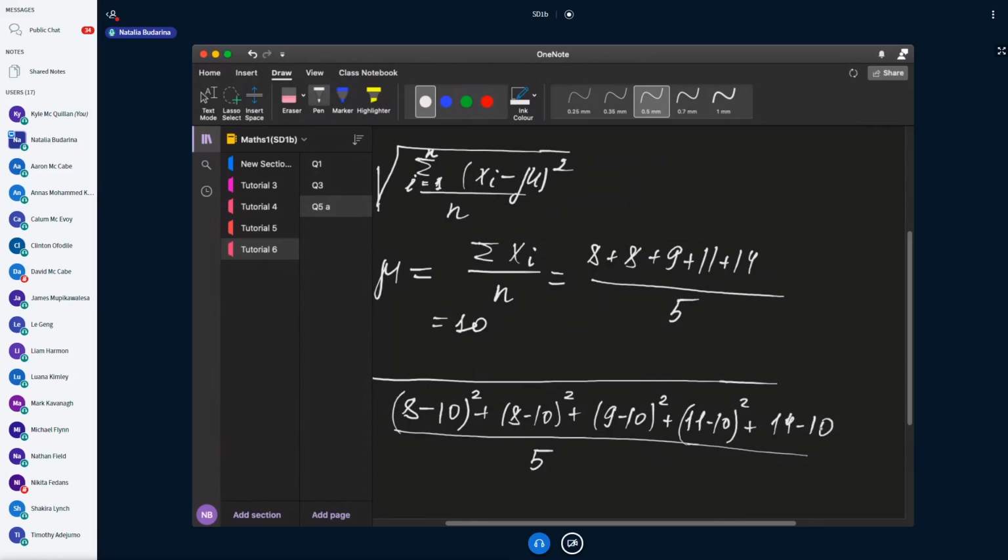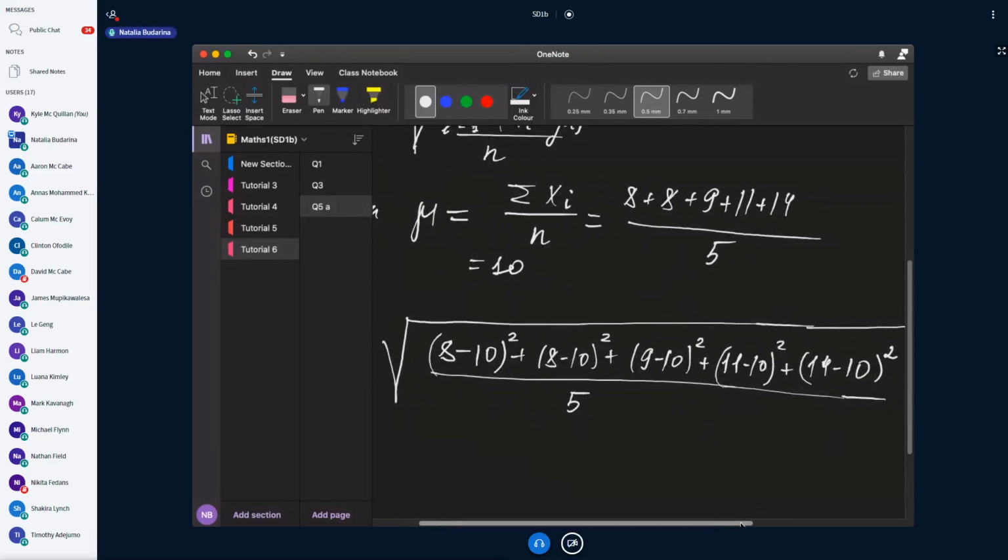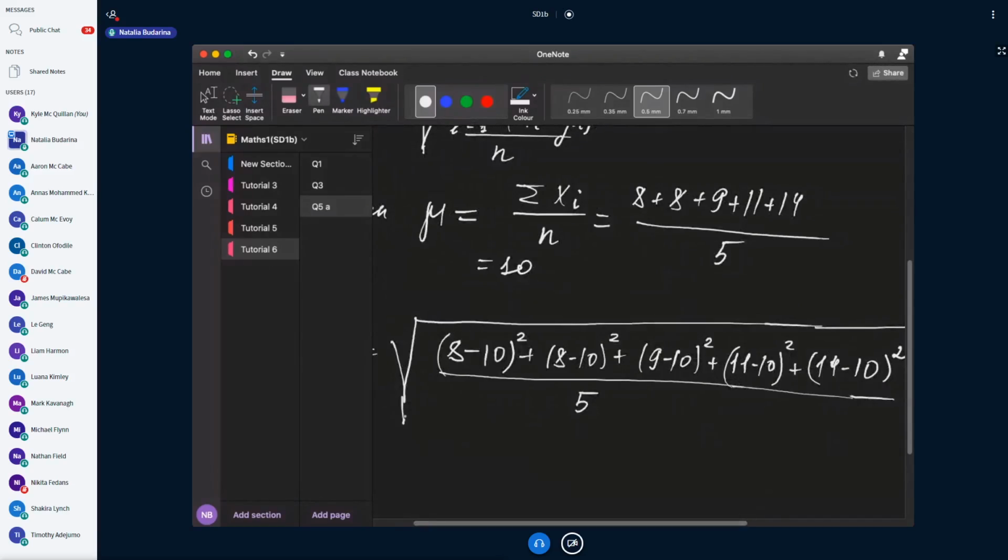14 minus 10 square. Everything is under the square root, yes? So this is the expression under the square root. And if you calculate this value, if I calculate this right, then it's roughly the square root of 5.2, approximately 2.28. So you can please check, yes, that the standard deviation is equal to 2.28.